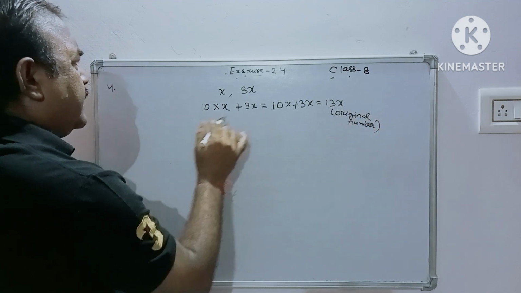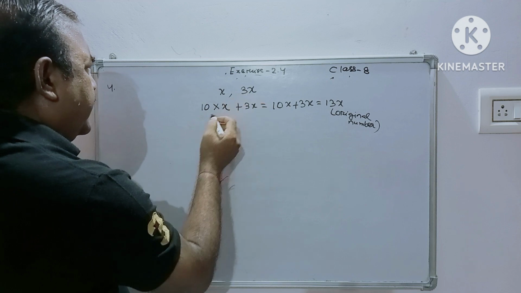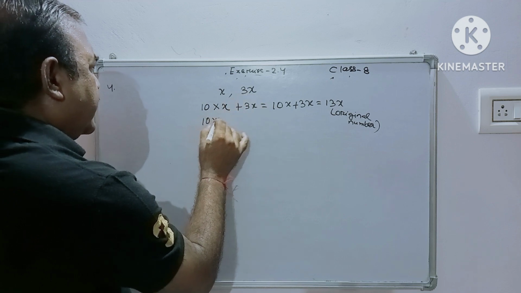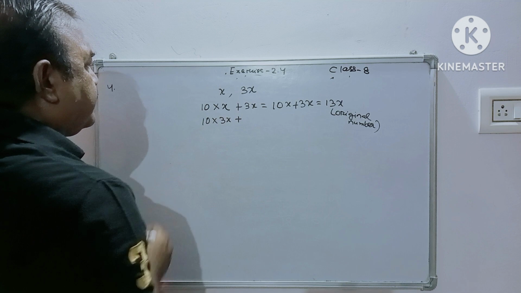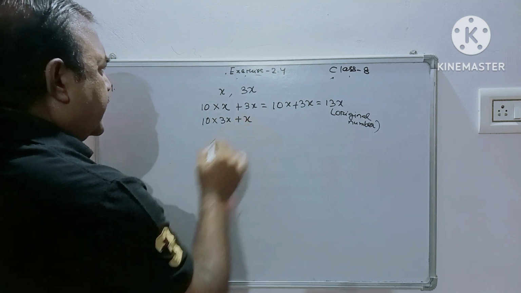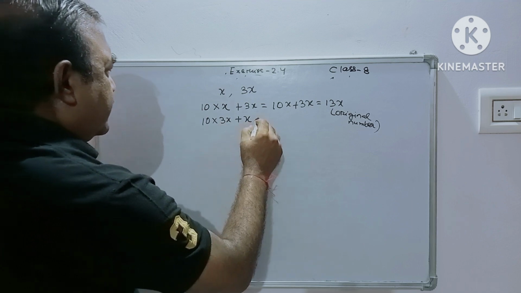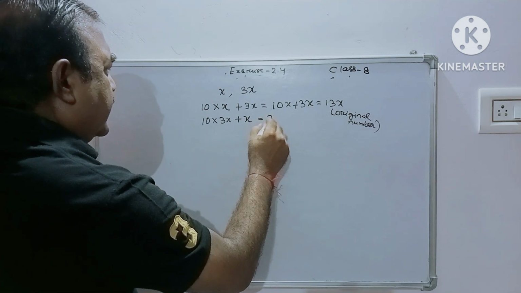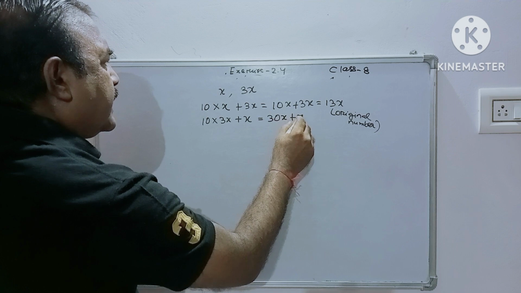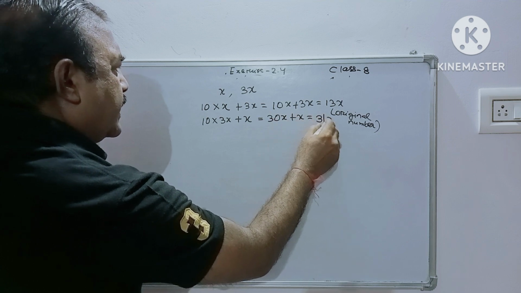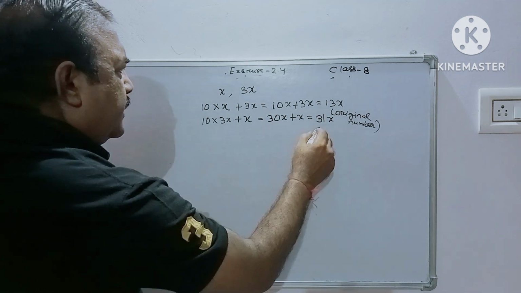So if I interchange the digits, 3x will be in the tens place, so 10 into 3x plus x into 1, that means x, since this digit is now in the ones place. That is equal to 30x plus x, that is equal to 31x. Let it be the new number.